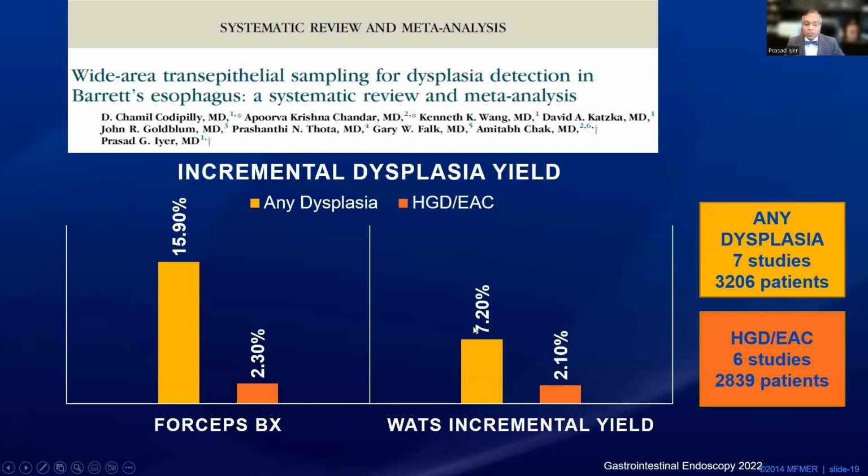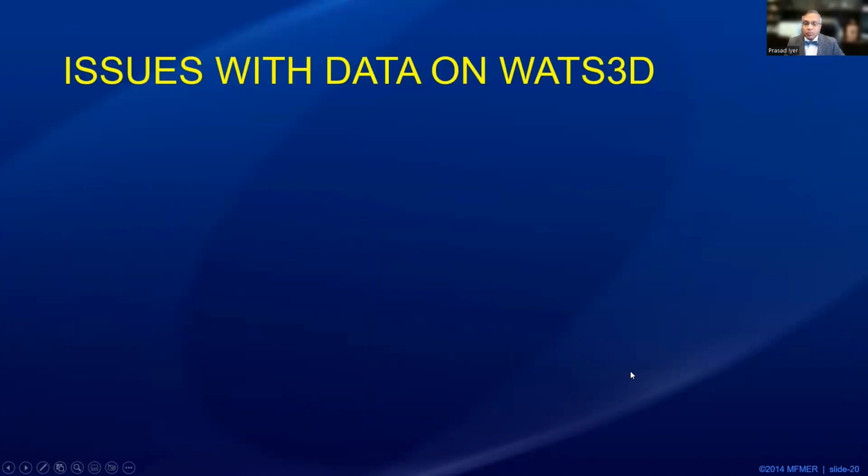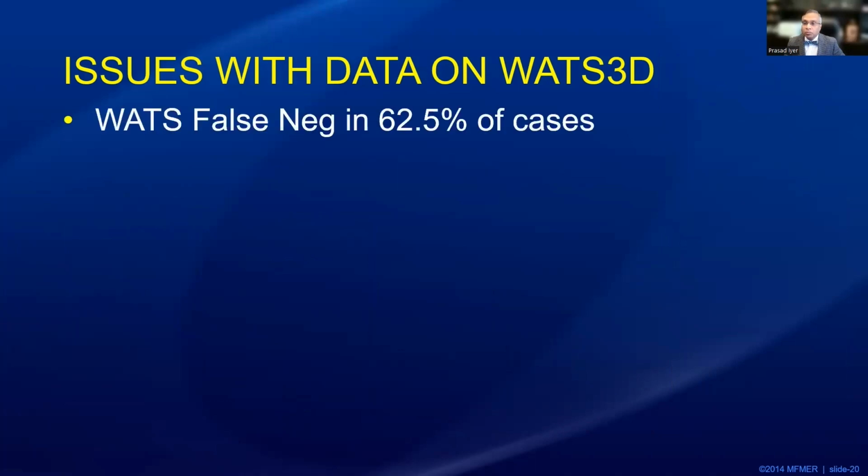And as you can see, the average yield of dysplasia goes up from about 16%. You can add about 7% on top of that. So about 50% increase in the detection of any dysplasia. When you hone this down to high-grade or cancer, you're looking at almost a doubling of the high-grade dysplasia and cancer. However, there are some issues with the data from Watts 3D papers. You should also note that though the detection of dysplasia goes up, Watts does not pick up all dysplasia.